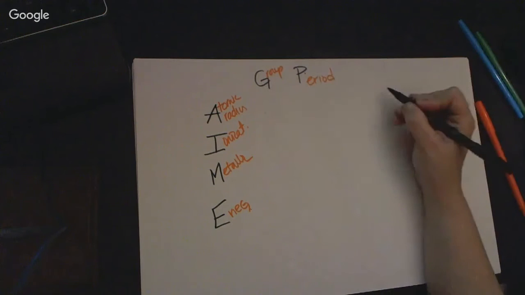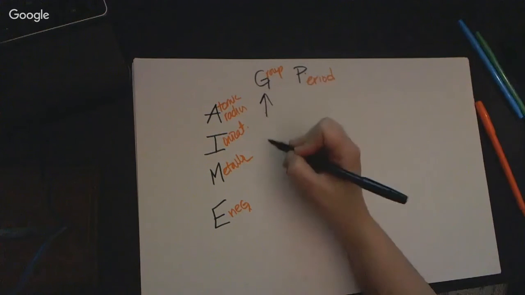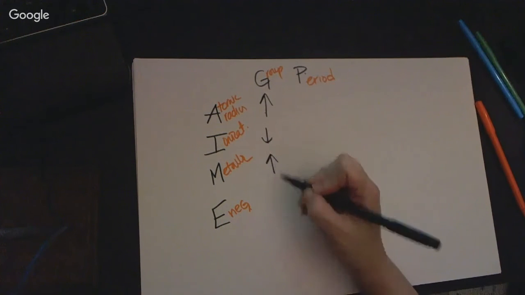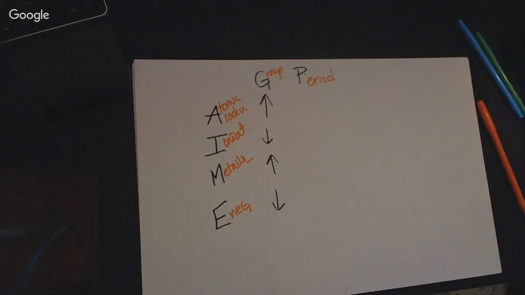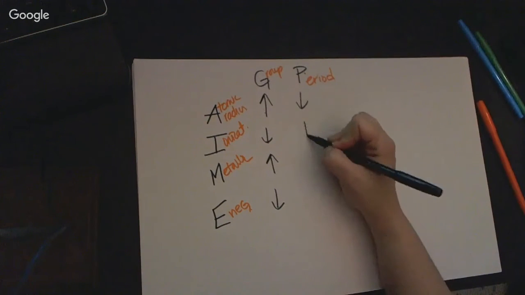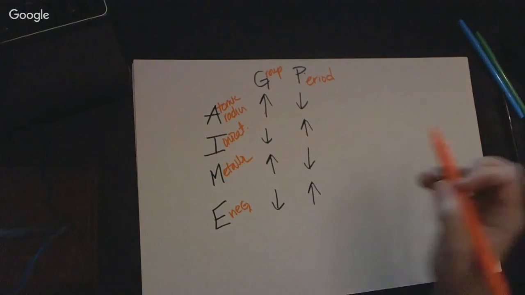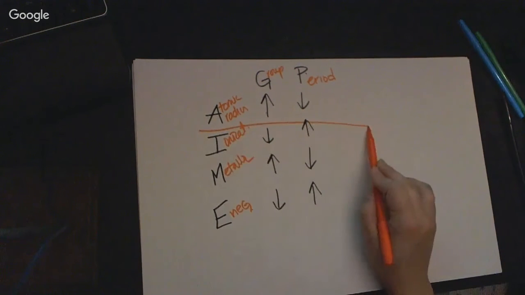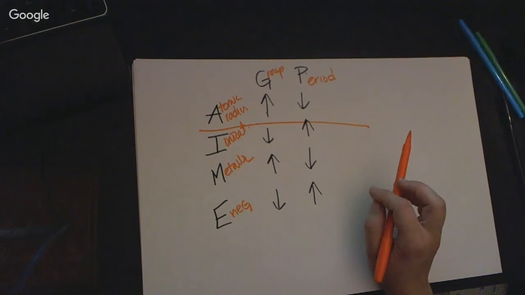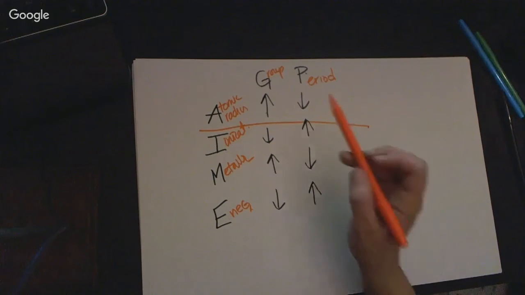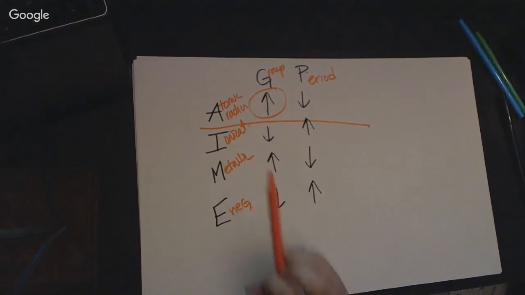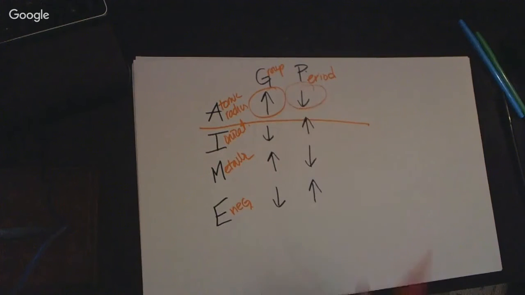And she picks her nose up and down and up and down. And then when she's done, she picks it down and up and down and up. And this tells you that for the atomic radius, as you go down a group, the atomic radius is getting bigger. As you go across a period, the atomic radius is getting smaller.